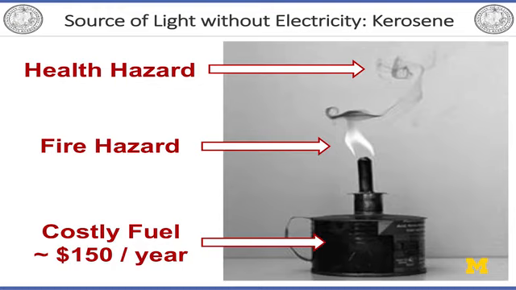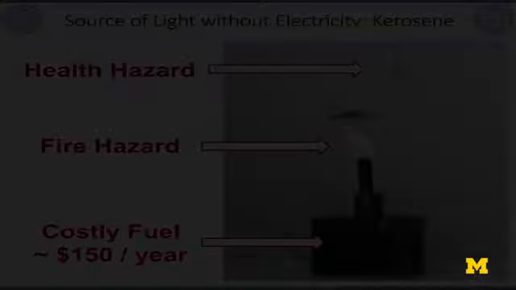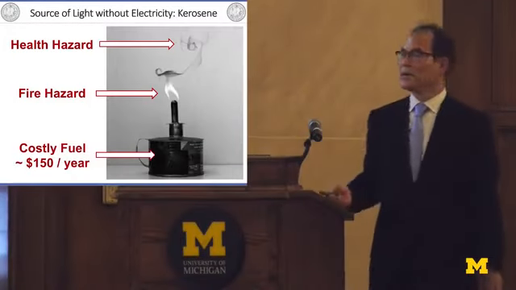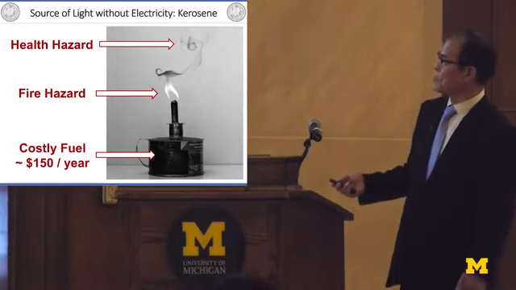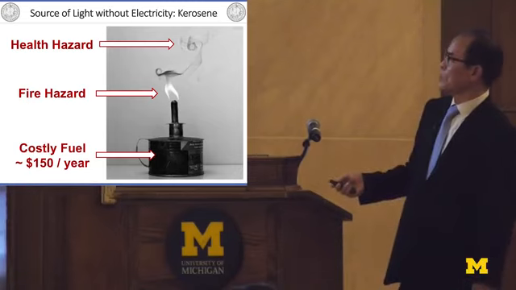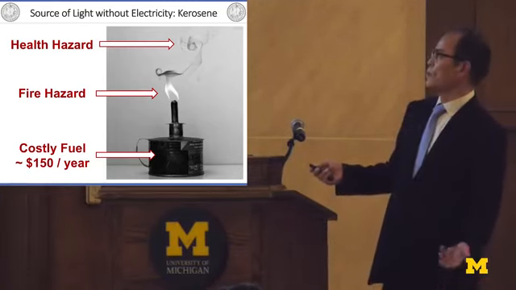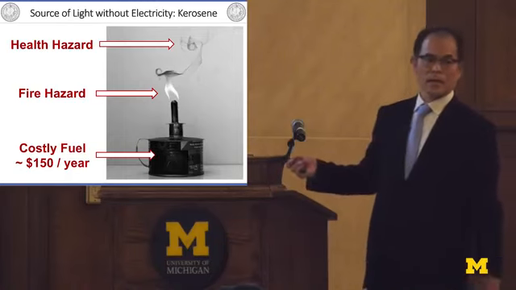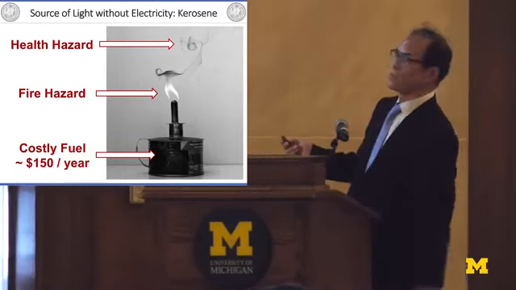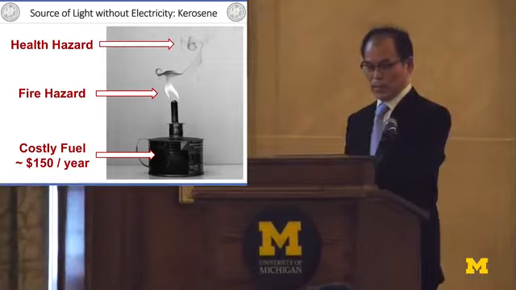But the oil lamp's biggest problem is that it's very expensive because oil is now very expensive. But this is very cheap, no? But still very expensive. And every year they have to buy this oil, and it is also very dangerous. It causes fire and health hazards. Carbon dioxide emission causes a health hazard.